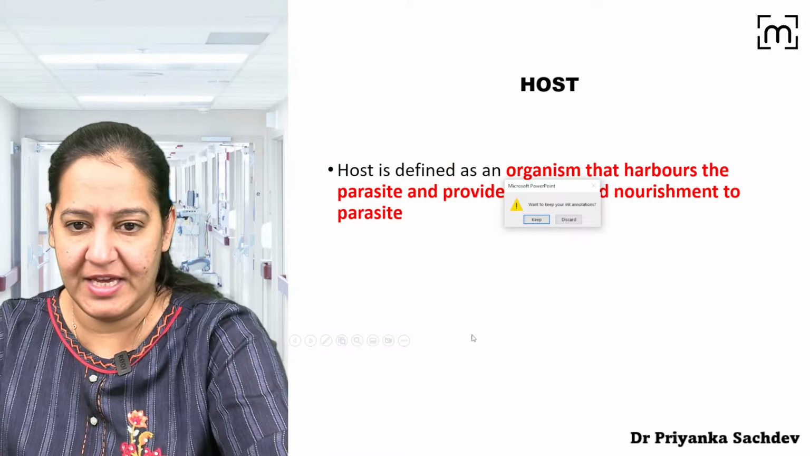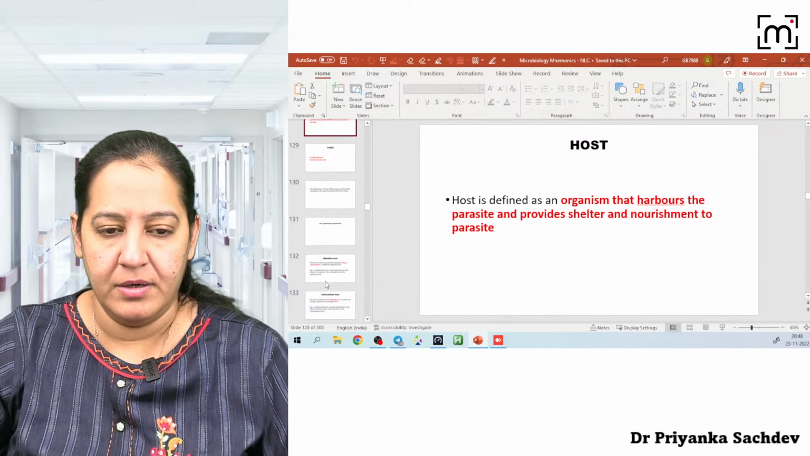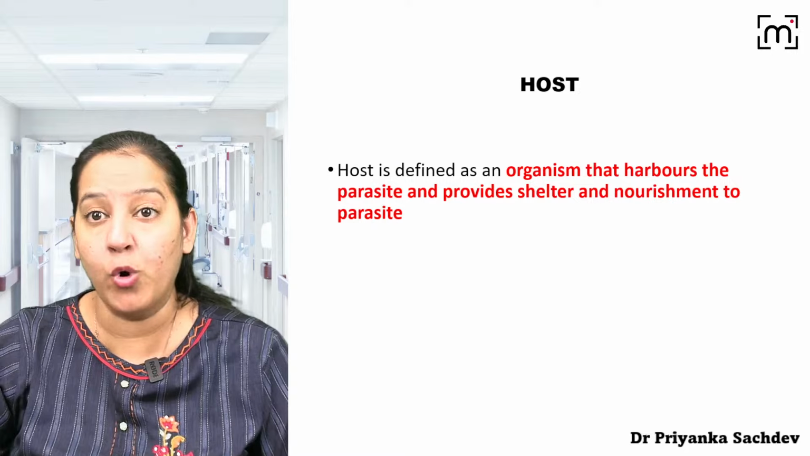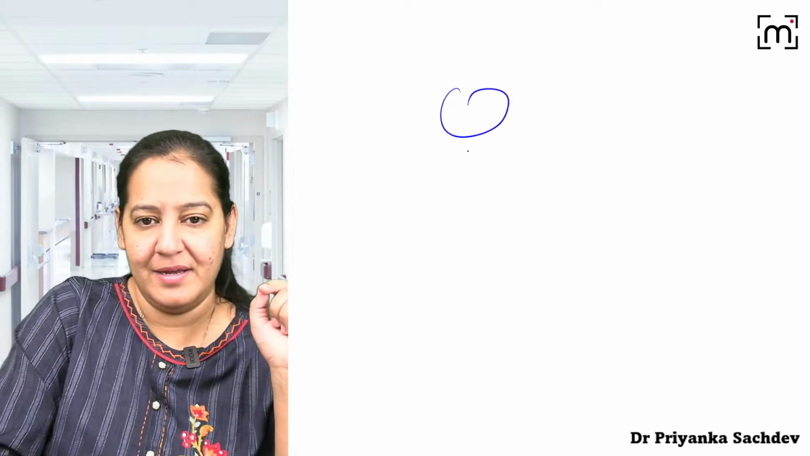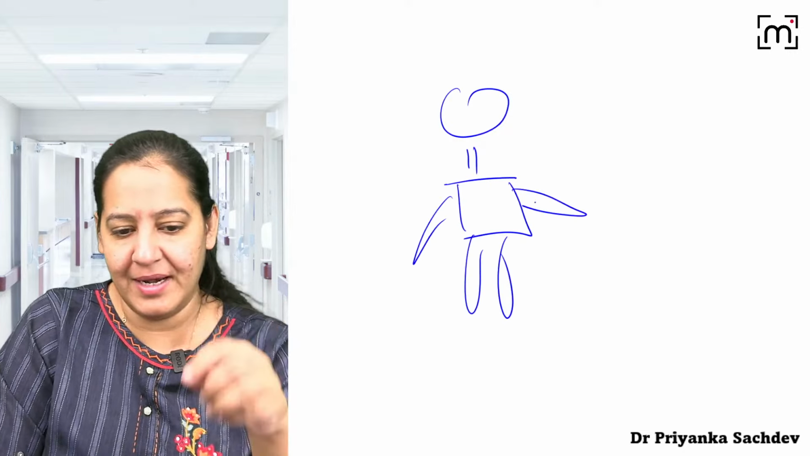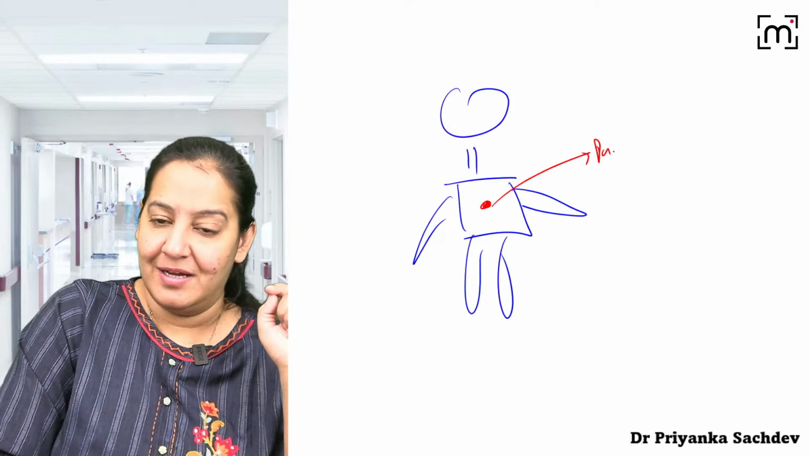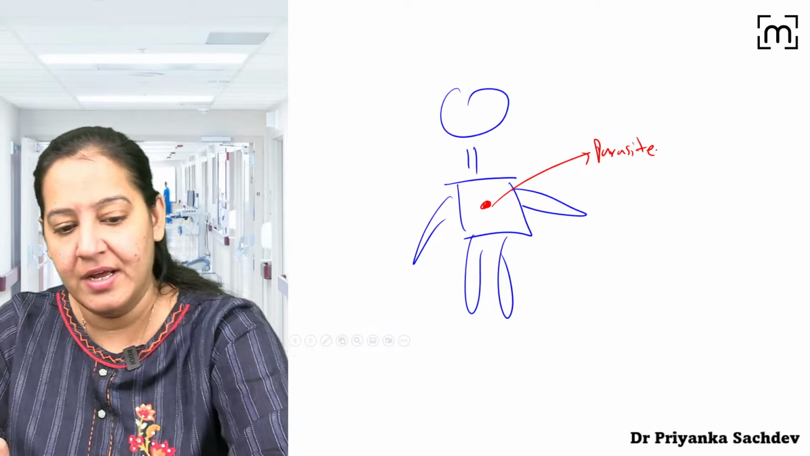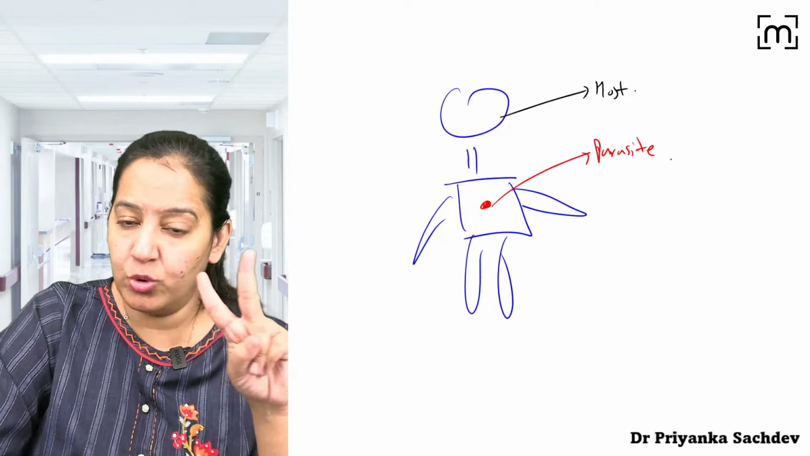Okay, let me see, I'm having a few more, just a second. Okay, let me tell you this also. You know what is a host? Can you define host? Host can be human, can be animal, inside which the parasite is present. So this is a parasite. The organism inside which the parasite is present, that organism is known as host.